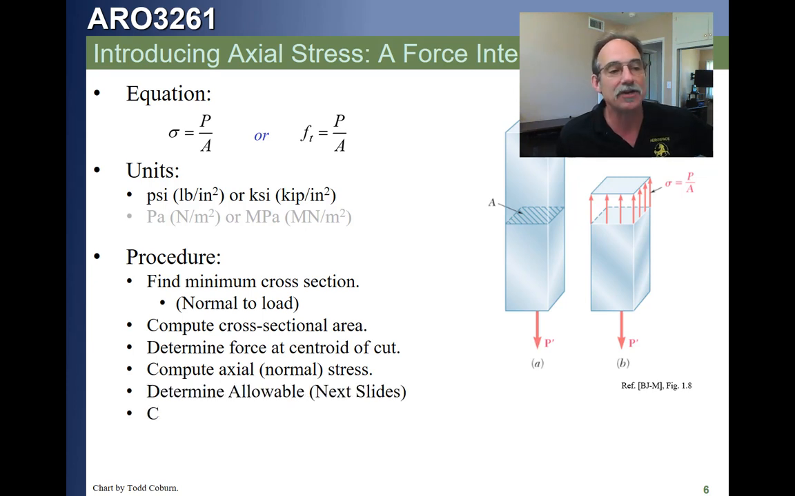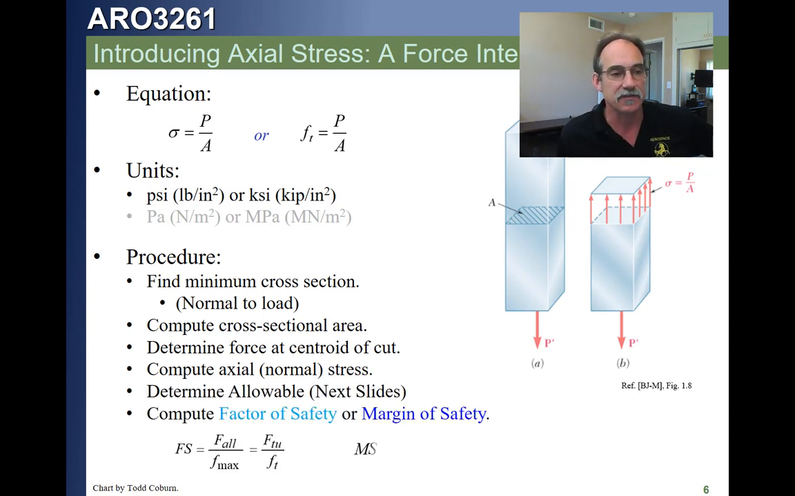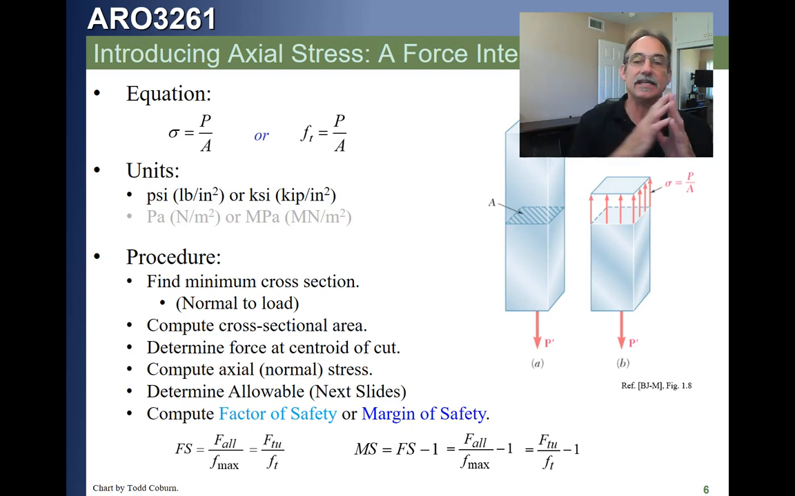We can use either the factor of safety or the margin of safety. The factor of safety is just the allowable stress divided by the calculated stress. By this definition, this is acceptable if your factor of safety is 1 or more. If your factor of safety is 1, then the structure can hold that stress without failure. If it's greater than 1, it can hold more than that stress without failure. If your factor of safety is less than 1, then the structure fails under the loading.